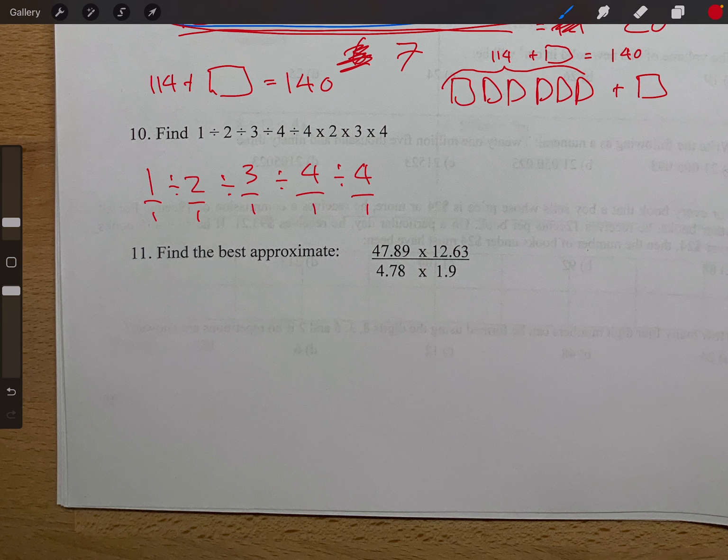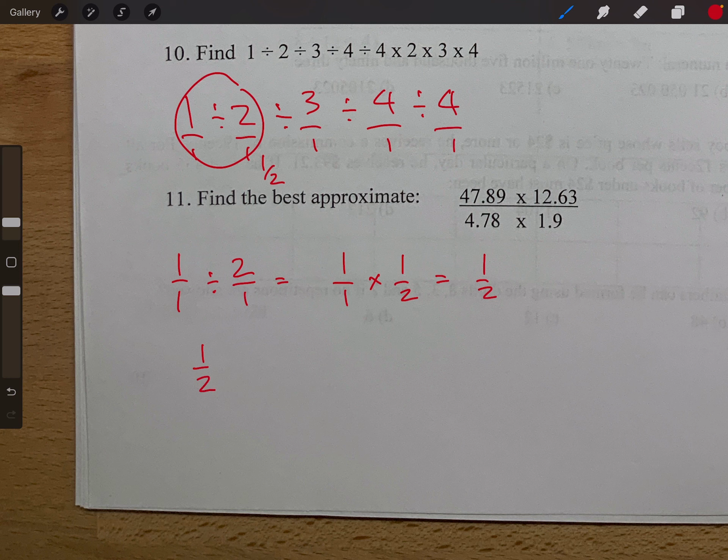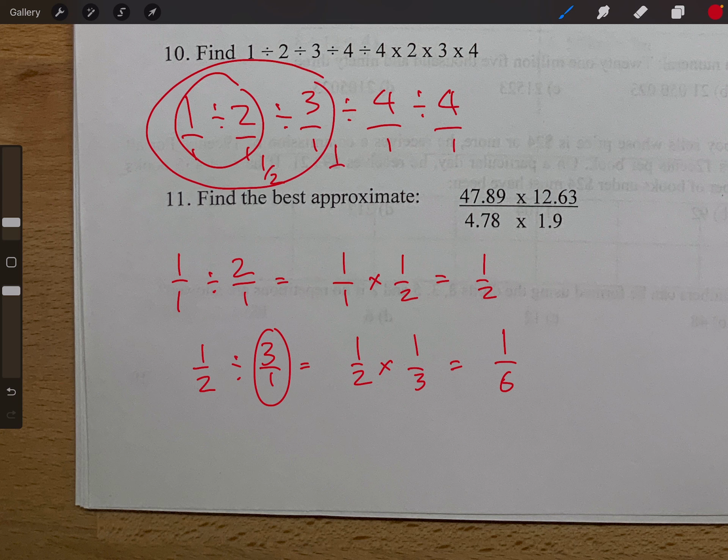Let's turn it into a fraction, okay? So 1 divided by 2 is equal to 1 over 1 times 1 over 2, which is a half. Now a half divided by 3 is just a half times 1 on 3. We flipped this one, remember? So that's equal to 1 on 6. Okay, so if you do this one, you get 1 on 6.